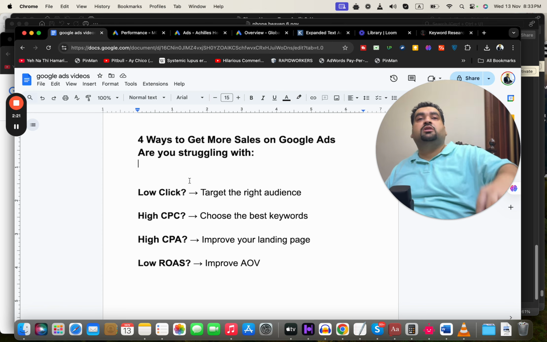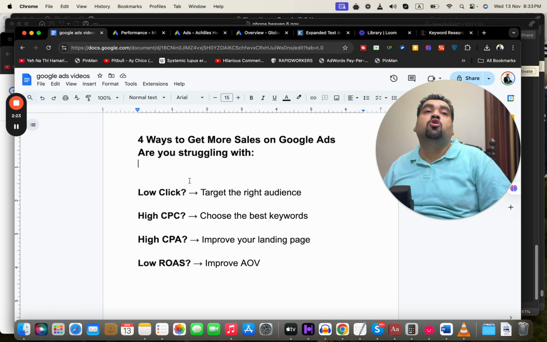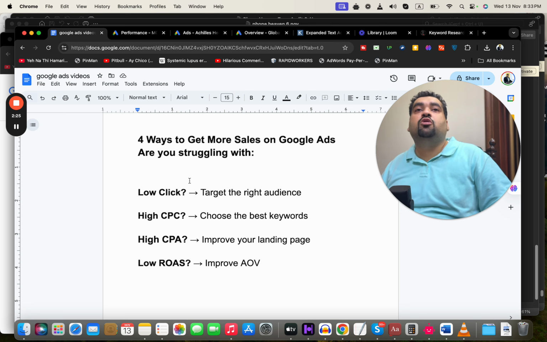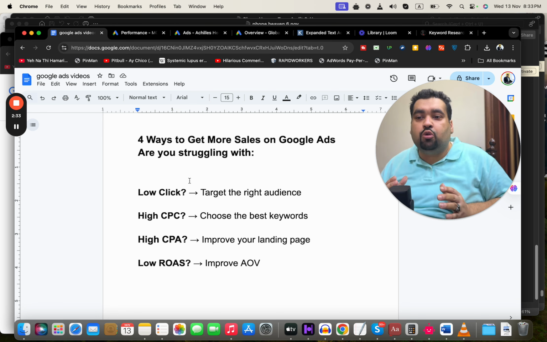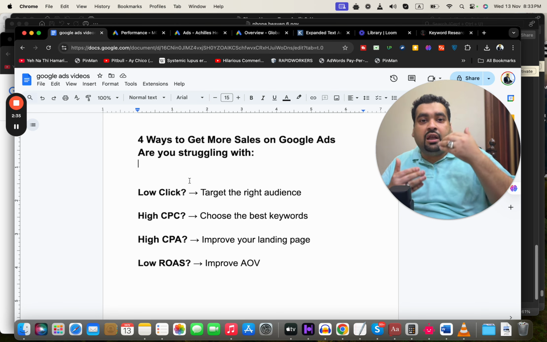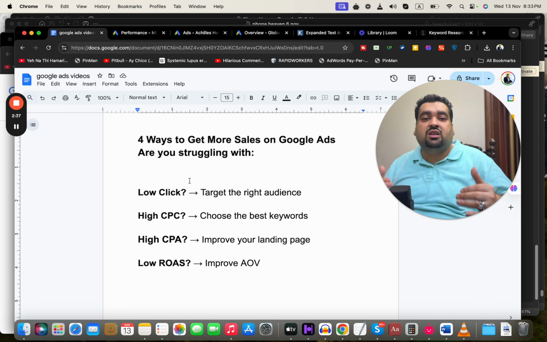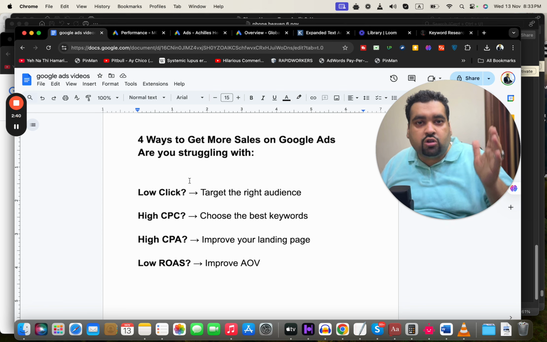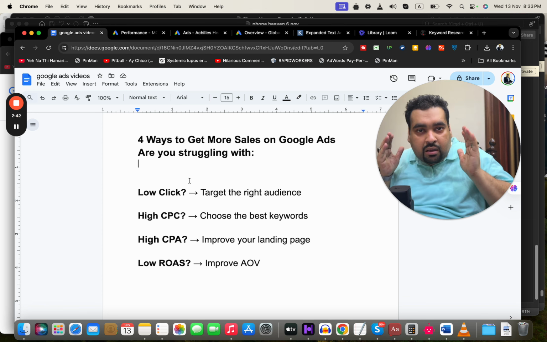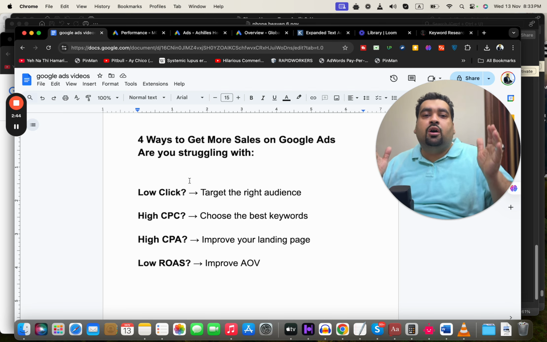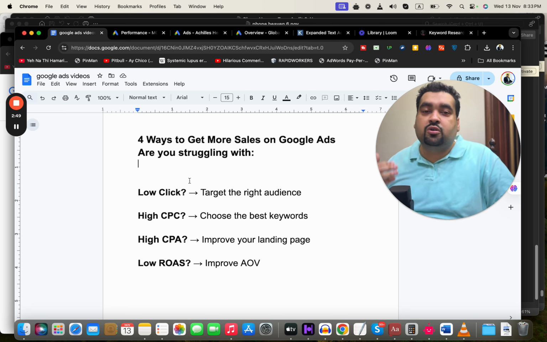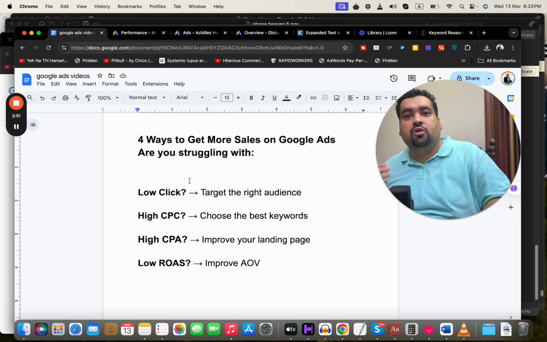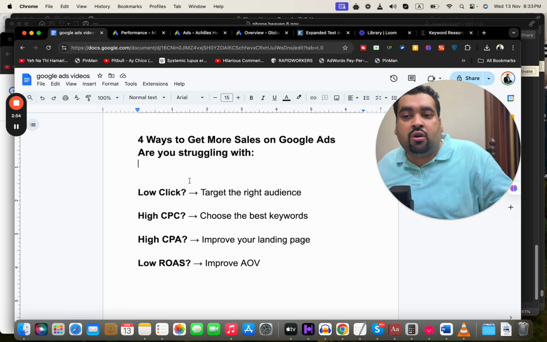And the fourth point is low ROAS. If you are getting low return on ad spend, it means that you need to improve your average order value. And how can you do it? You can bundle with other offers, and in the checkout procedure you can suggest other products as well. People who have bought this product also bought these products, so give bundle offers, or in your funnel add other products as well, so you can increase your ROAS. For your ROAS, the best formula is to work on your AOV, average order value.